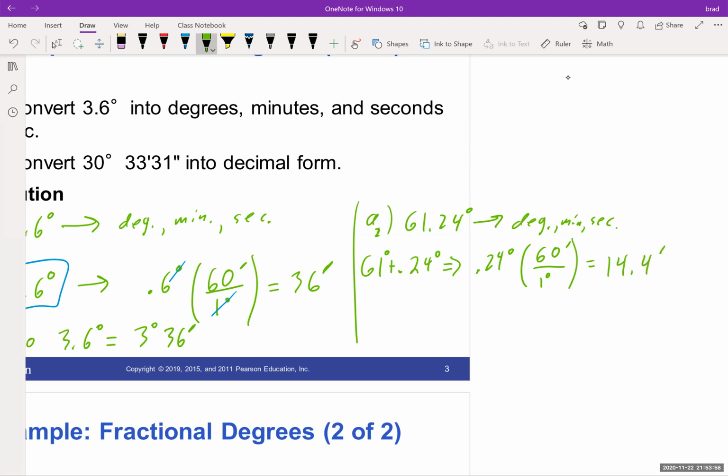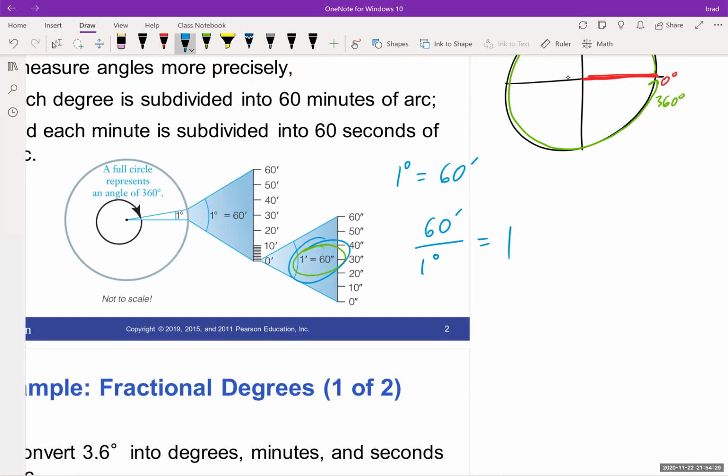Okay, but here's the problem. We still have a decimal, so we want to be more accurate. So now 14.4 is really 14 minutes plus 0.4 minutes. So I'm going to convert this little decimal chunk right here to seconds. So this will become 0.4 minutes times 60 seconds over 1 minute. And once again, it's because they told me that 1 minute is worth 60 seconds. So then that means I can do 60 seconds over 1 minute. And this, by the way, this little notation is how they do minutes and seconds, okay? And when they're talking about angular measurements.